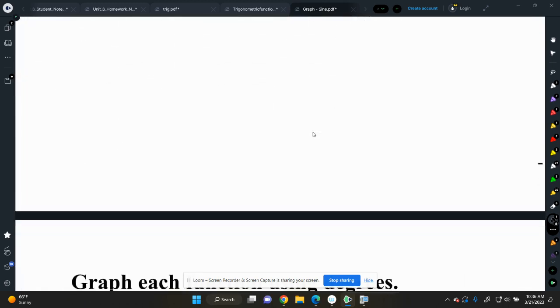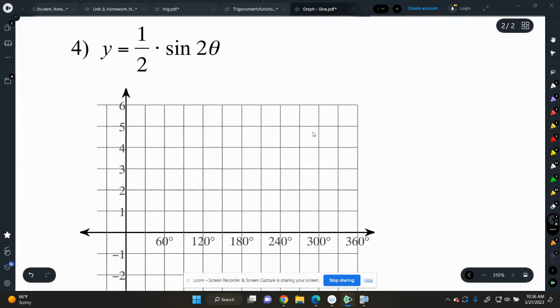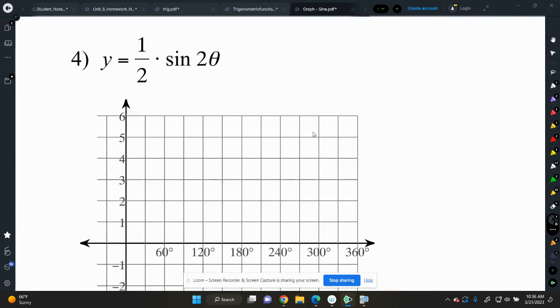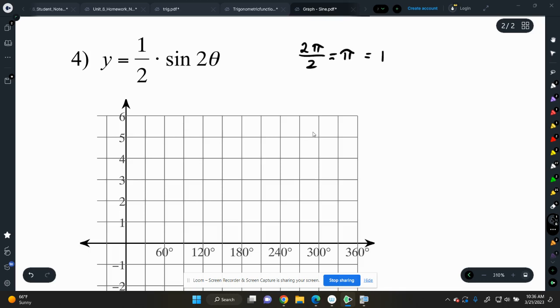Next page is in degrees. So here we've got a period of 2 pi over 2, which is pi. So now we want to convert that to degrees. So 180 degrees is my period. Okay, so each one of these marks looks like it's representing 30. Halfway between that would be 90.